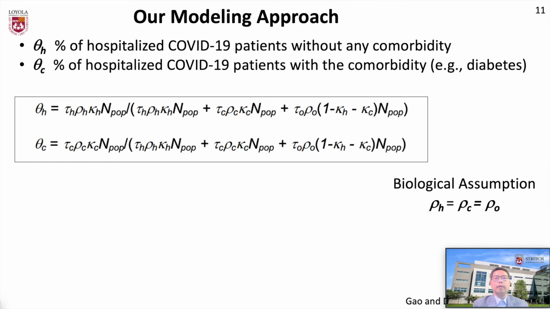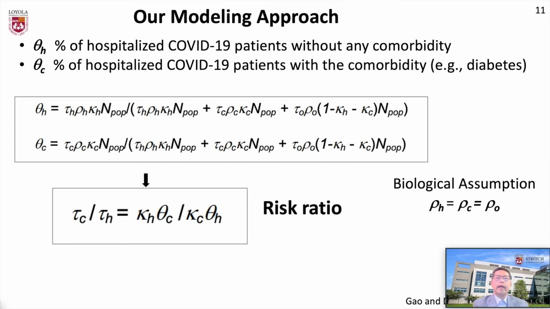That is, people have the same probability of being infected by the virus. We'll talk about this assumption during the discussion later. Then we can derive the simple term for tau C divided by tau H. If you recall, tau C represents the absolute risk of hospitalization for COVID patients with a comorbidity of interest, for example, diabetes. Tau H represents the absolute risk of hospitalization for COVID patients without any medical conditions.